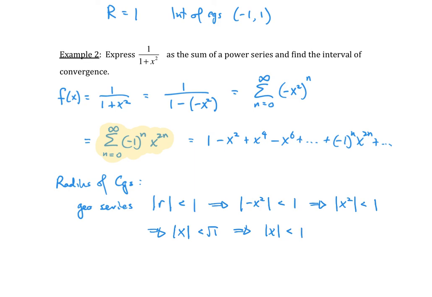So we can see that this is a series that's centered at 0. So this means that our r is equal to 1. All right. If you went ahead and checked the endpoints, you would see that the interval of convergence is going to be the open interval from negative 1 to 1.